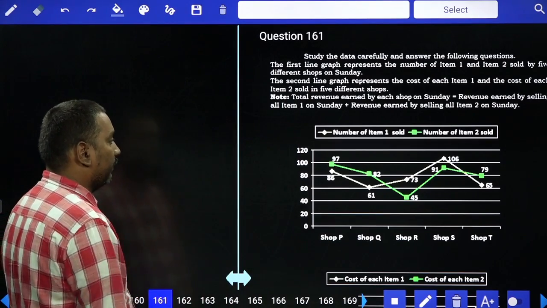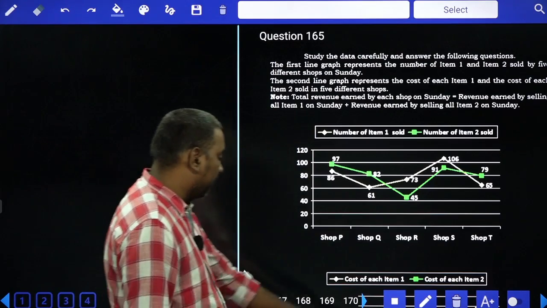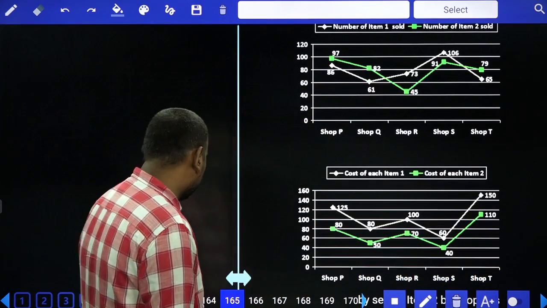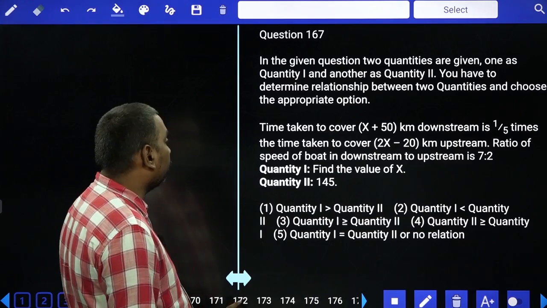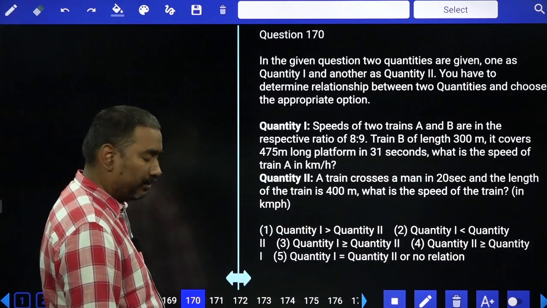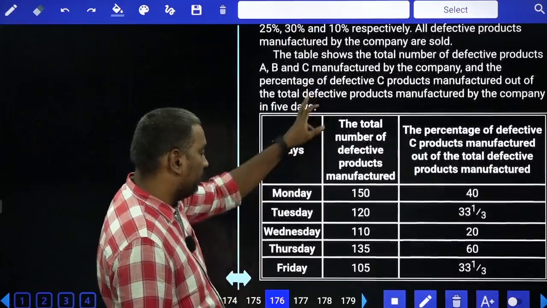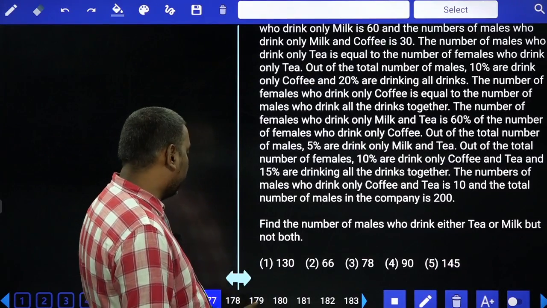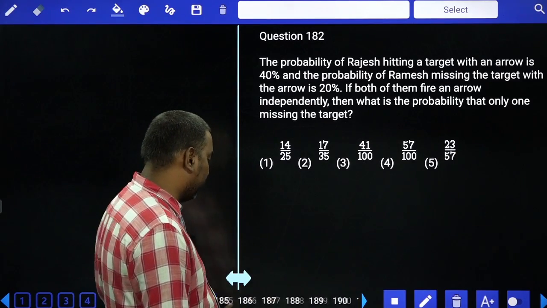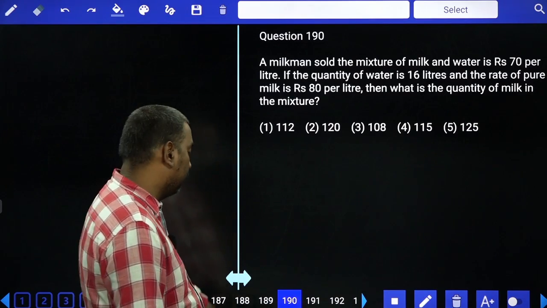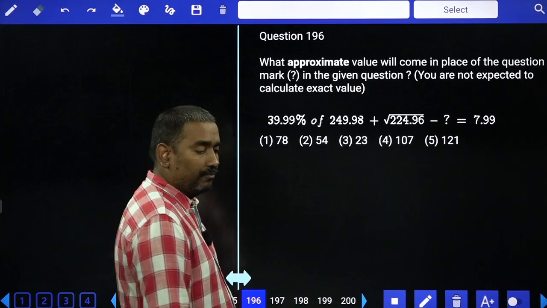First, if you observe the paper here, what are the questions we can do easily in the given time? 161 to 165 is data interpretation, a combination of line charts, and 167 to 170 are Q1 Q2 questions, and from 172 to 176 data interpretation, again a tabular chart, and 177 to 181 which is a caselet, and 182 to 190 miscellaneous single items, and from 191 to 195 missing number series, and 196 to 200 approximations.